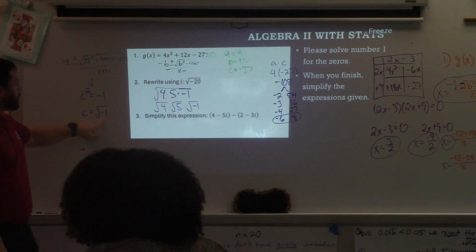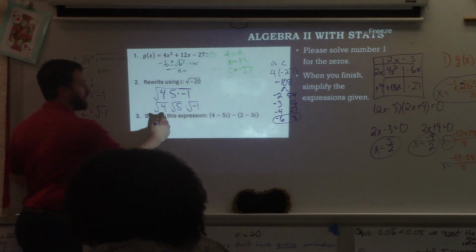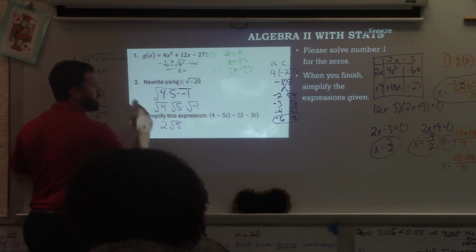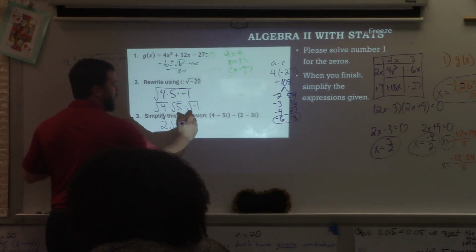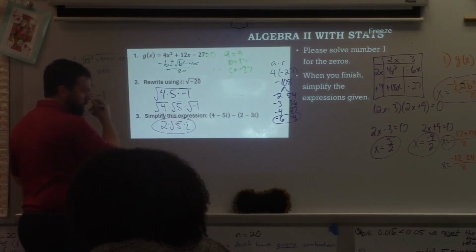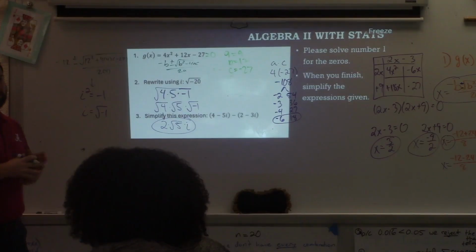We have to know the square root of -1 is i. So 2 root 5, because the square root of 4 is 2. That's irrational, so I leave it, times i. Okay? So 2 square root of 5 times i is the answer there.